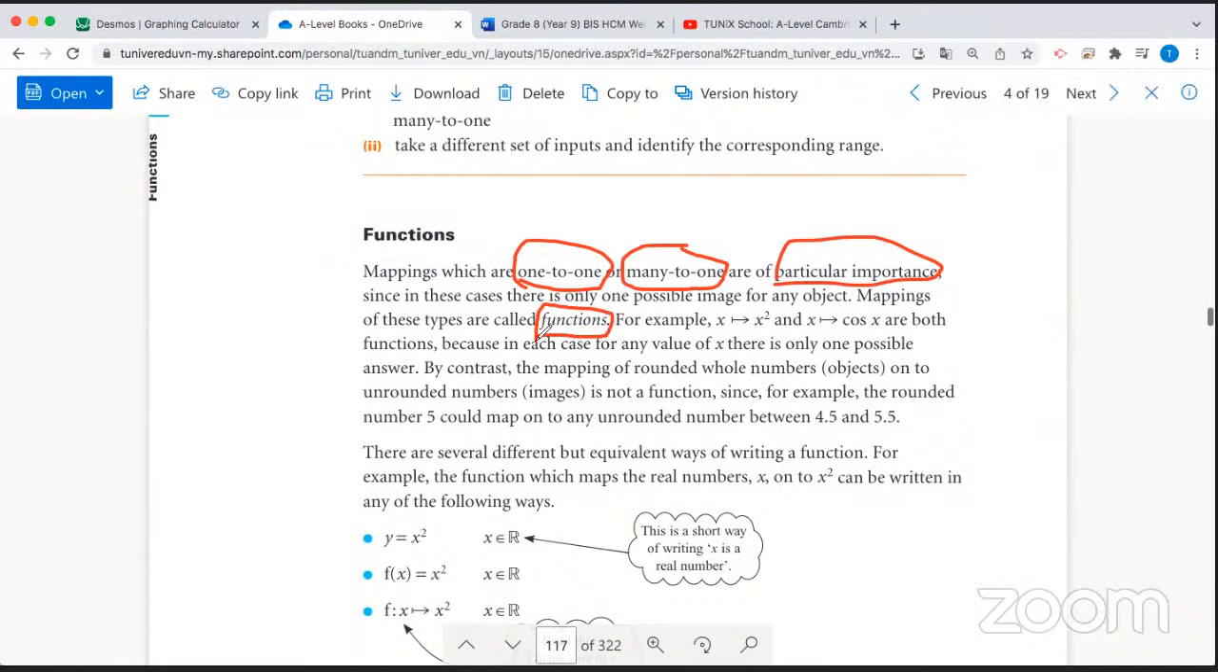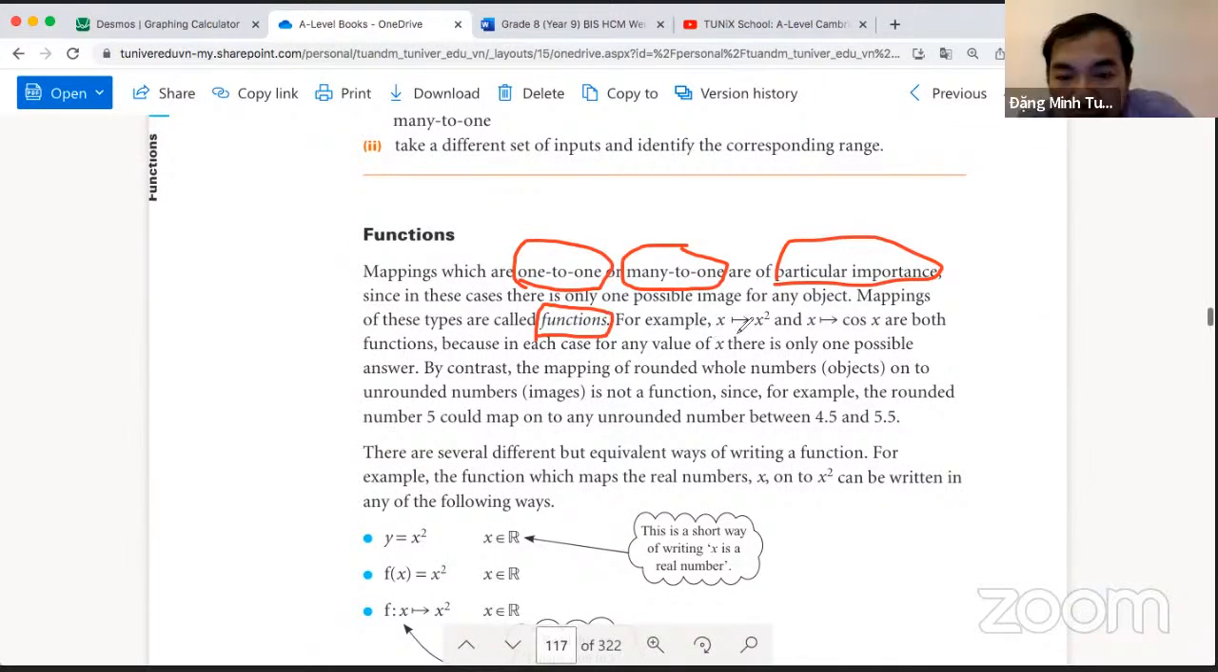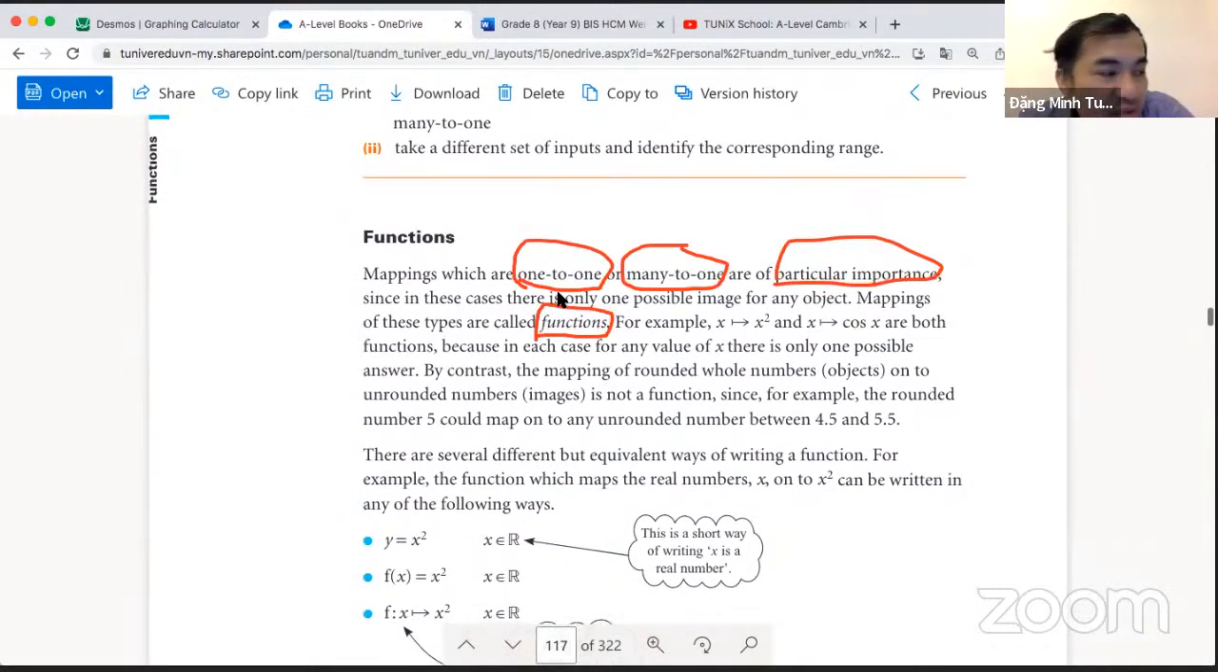Got it. For example, x maps to x squared, and x to cos x. These are just called functions. So if you want to test whether a mapping is a real function or not, you only care about one value of x giving one value of y, or many values of x giving one value of y. But if one value of x gives you many values of y, it's impossible. Okay, remember this.